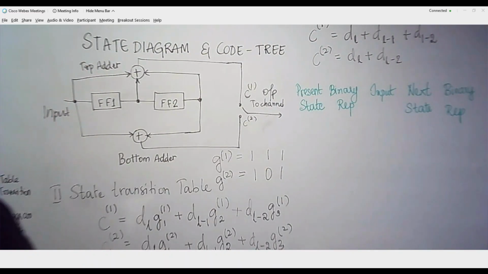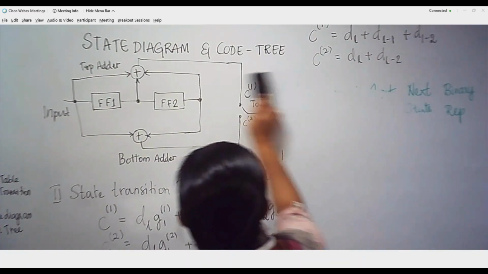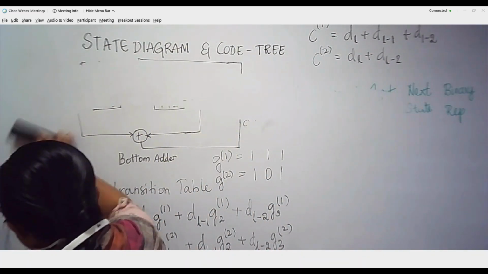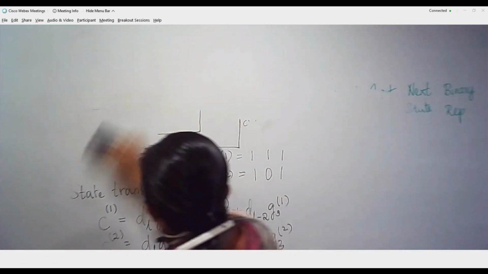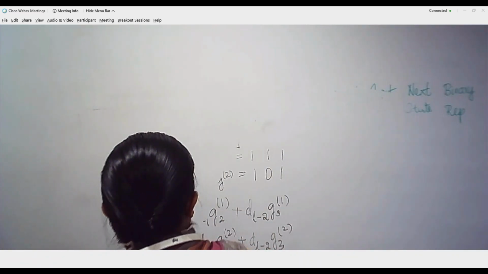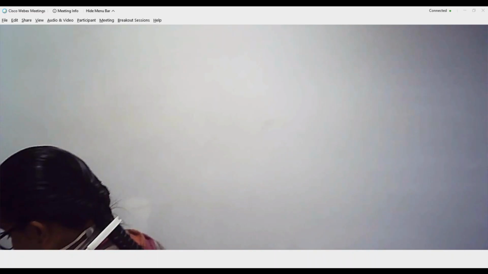So I don't know whether you can see this. Are you able to see? This is binary. Let me erase this diagram and then I will write using the entire board so that it will be visible for you people. I hope you have written down the equations and all. I will use the entire board to write this so that it will be visible.